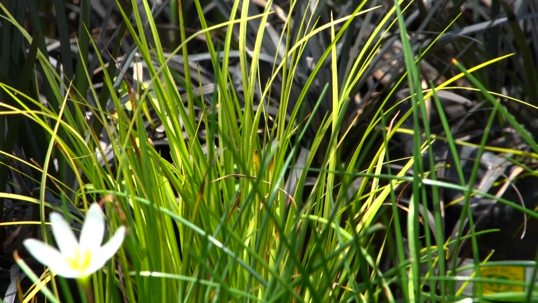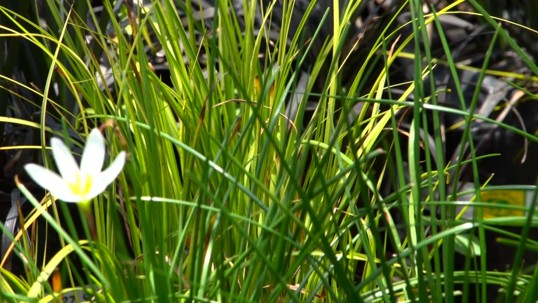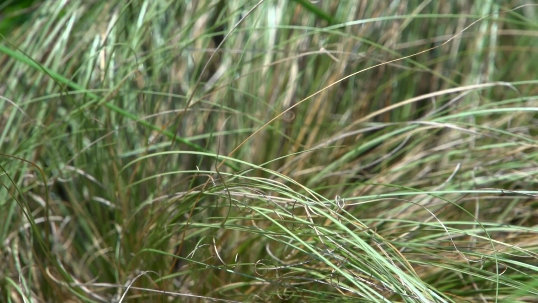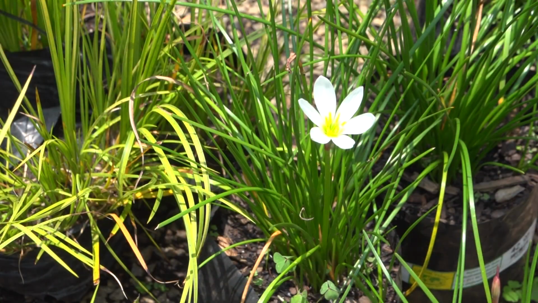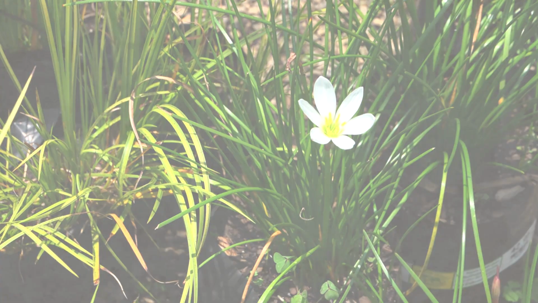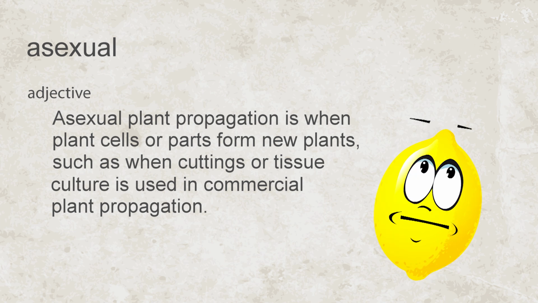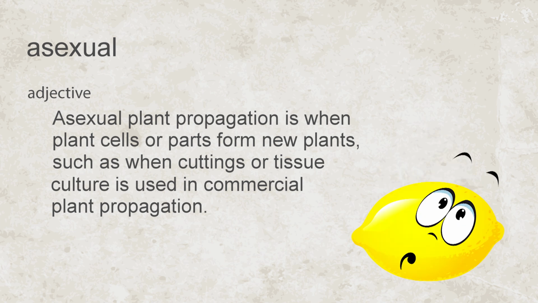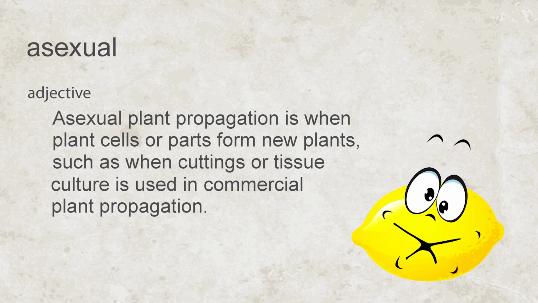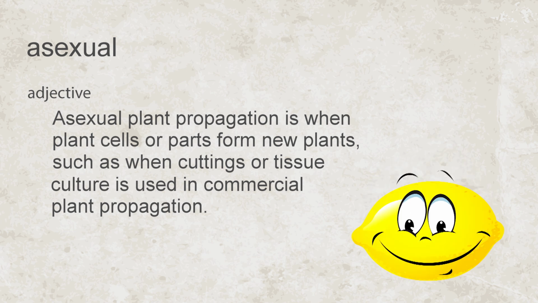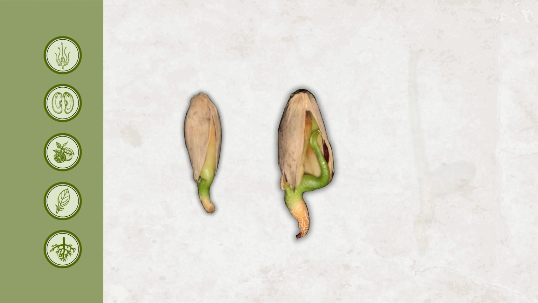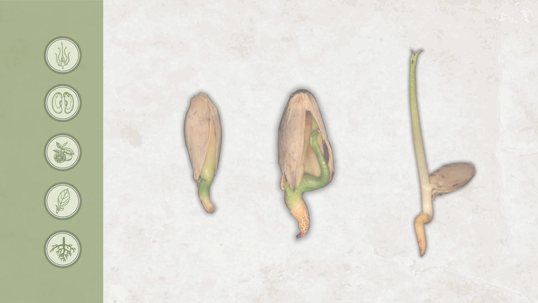Monocotyledonous plants, such as grasses, commonly have adventitious root systems, as do all plants propagated through asexual methods. Asexual plant propagation is when plant cells or parts form new plants, such as when cuttings or tissue culture is used in commercial plant propagation. Dicotyledonous plants have taproot systems because the radicle in the seed develops into a taproot when the seed germinates.